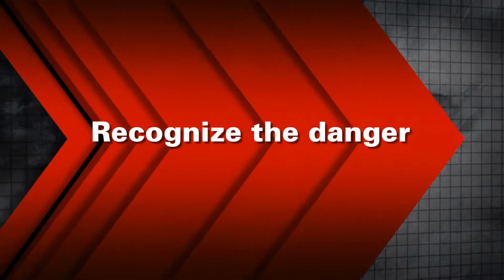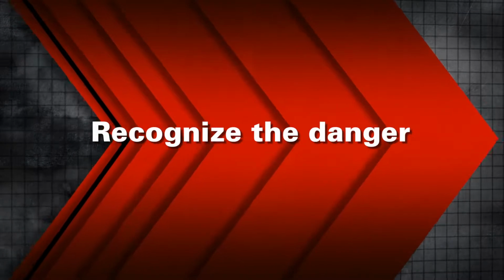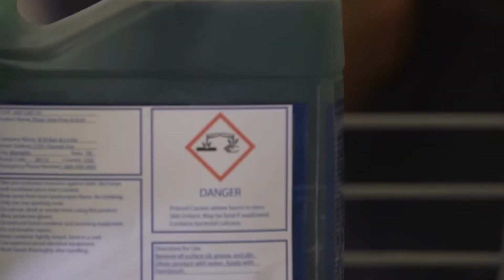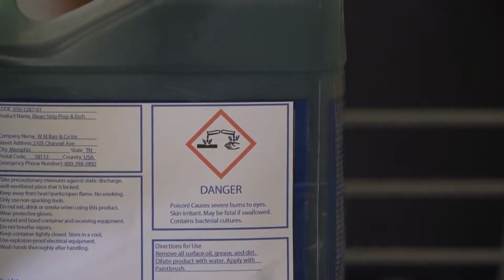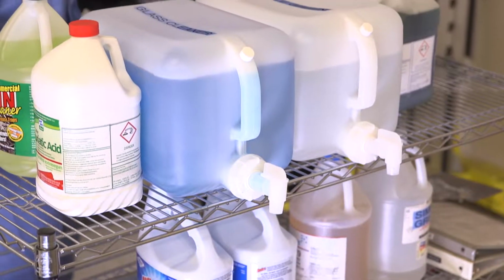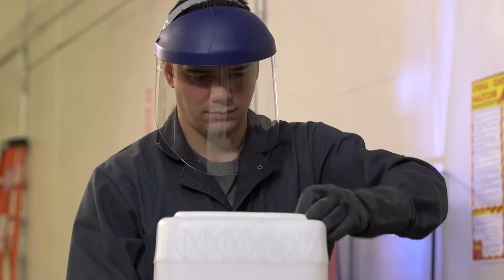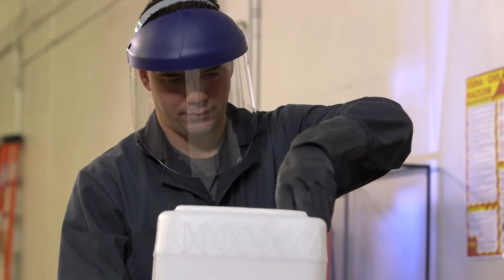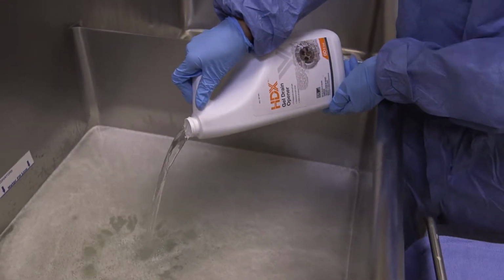Your first step in making sure that you and your coworkers stay safe when working with hazardous chemicals is to recognize the danger. You can't count on your sense of smell or taste, or whether you can see or feel the danger. Some dangerous chemicals have no odor. Many others are invisible or don't cause any immediate pain when you touch them. Yet they can make you sick over time.